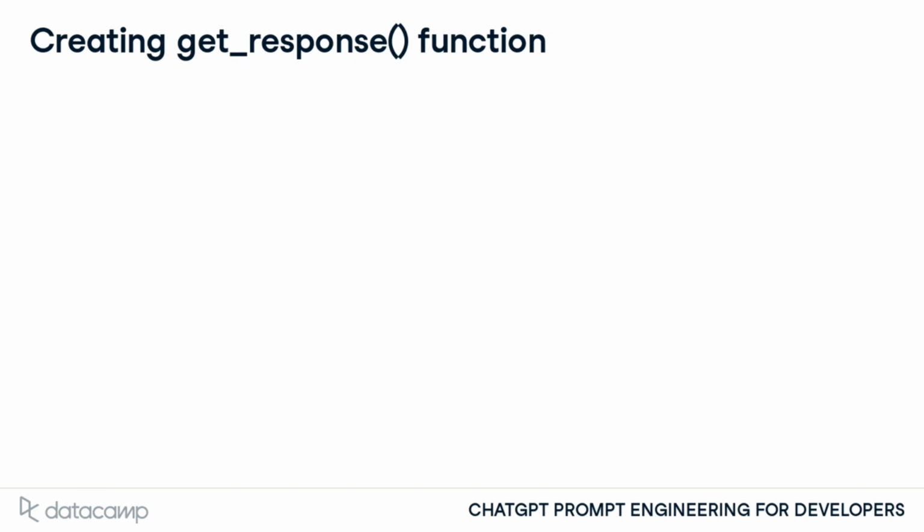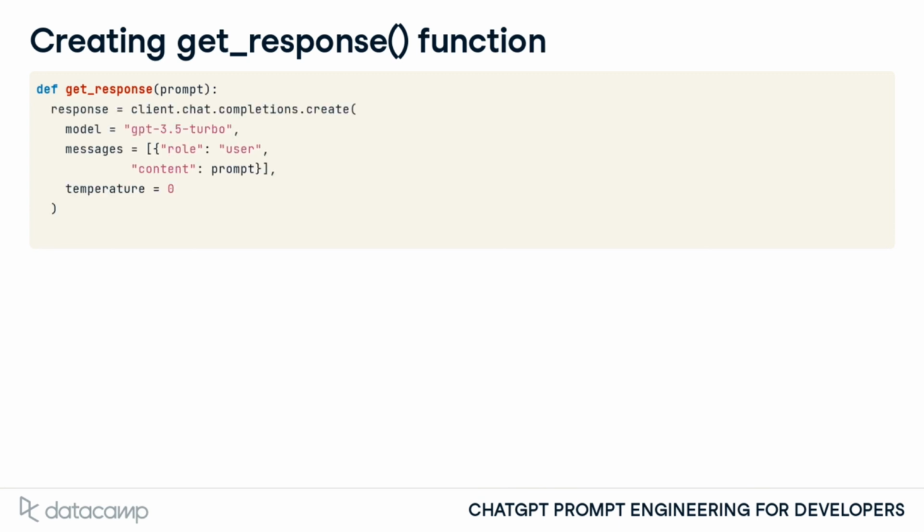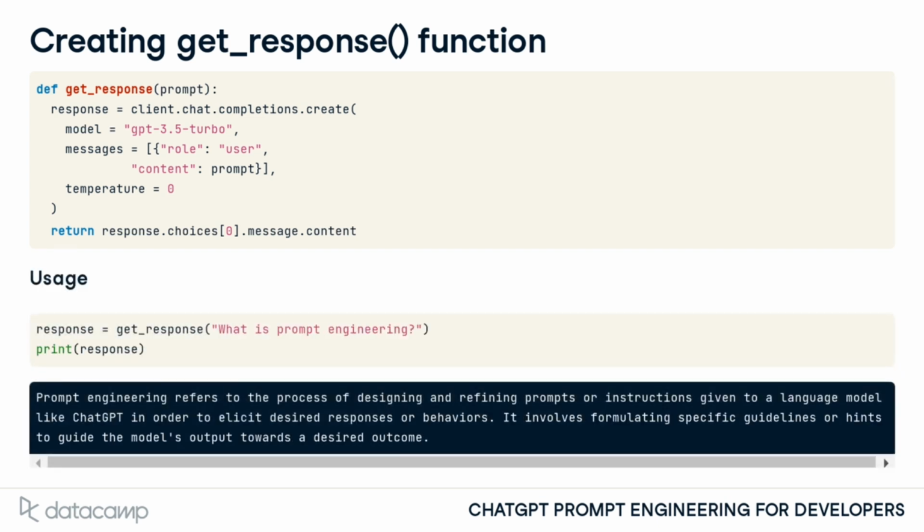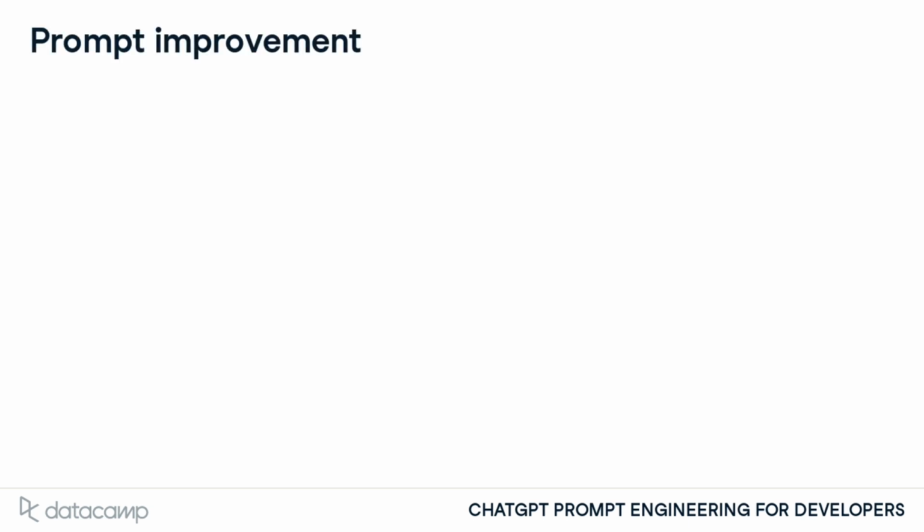To avoid writing it every time, we wrap the code inside a function named getResponse that takes a prompt as input and sends it to the API just as before. Instead of printing the response, the function returns it as output. Now, we can call this function with one line of code and save the returned value in a variable we can print. Prompt improvement now becomes a matter of modifying the prompt we're giving to the function.